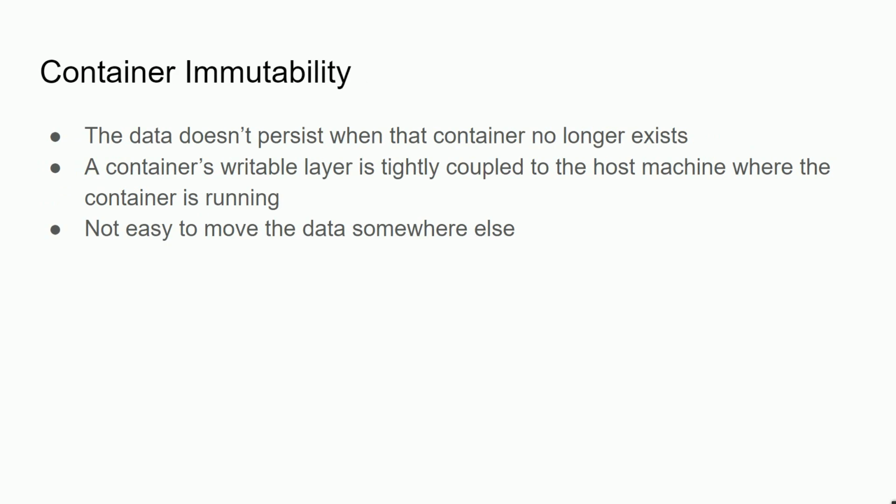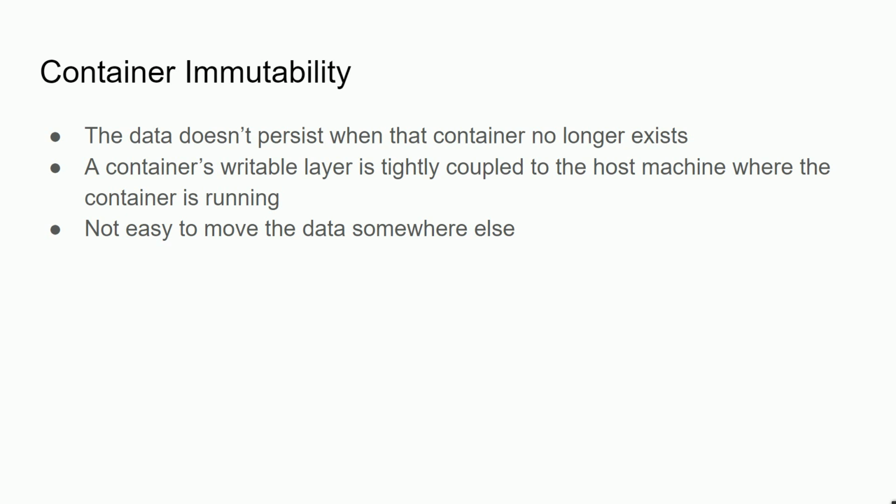Container immutability. A container image has certain limitations. First, data doesn't persist when the container no longer exists. The container writable layer is tightly coupled to the host machine where the container is running, so we can bind container writable data with our host machine only when the container is in running state. Second, it is not easy to move the data somewhere else. If we use the default container data, it is difficult to move your data from one container to a different container or a different host machine.